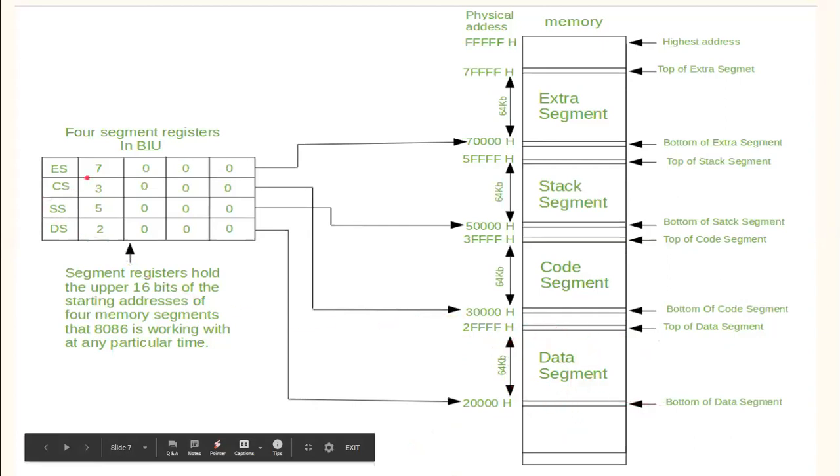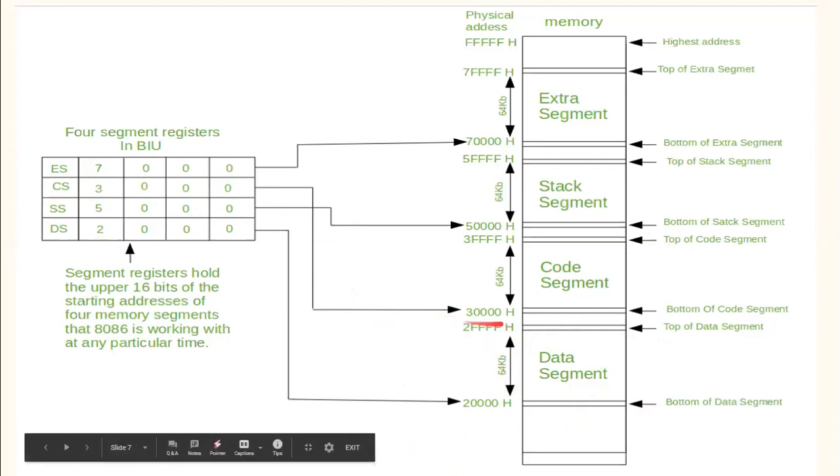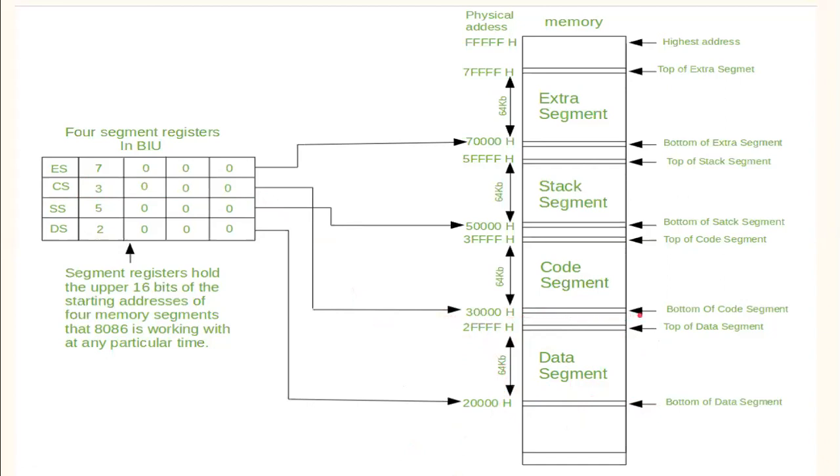As we can see over here, the code segment starts from the next location, that is 3000. So 30,000 is the starting address of the code segment. The length is 64 KB. So the ending address will be 3FFFFH.